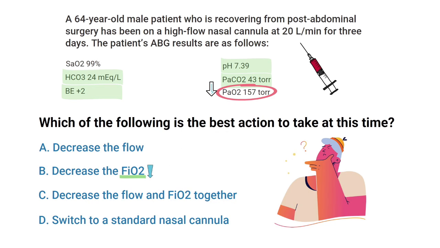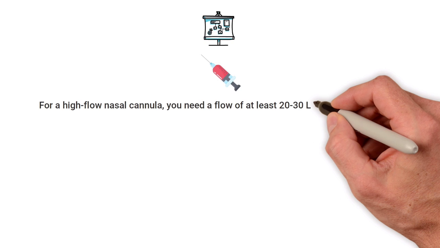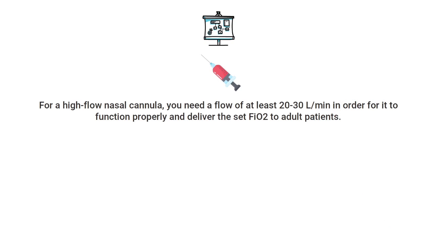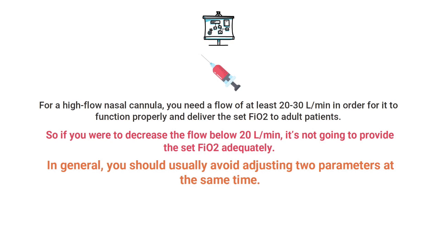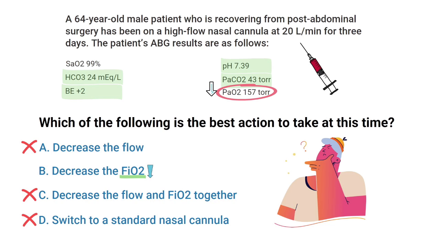setting. In general, for a high-flow nasal cannula, you need a flow of at least 20 to 30 liters per minute in order for it to function properly and deliver the set FiO2 to adult patients. So if you were to decrease the flow below 20 liters per minute, it's not going to provide the set FiO2 adequately. And in general, you should usually avoid adjusting two parameters at the same time. So by using our ABG interpretation skills, as well as what we know about high-flow nasal cannulas, we could determine that the correct answer has to be B. Decrease the FiO2.